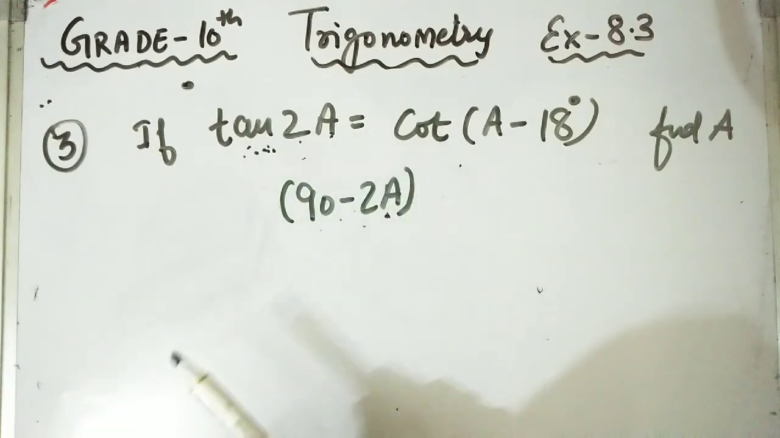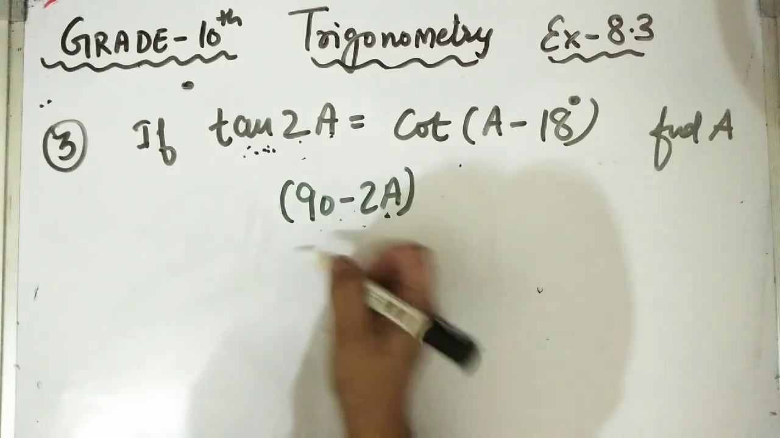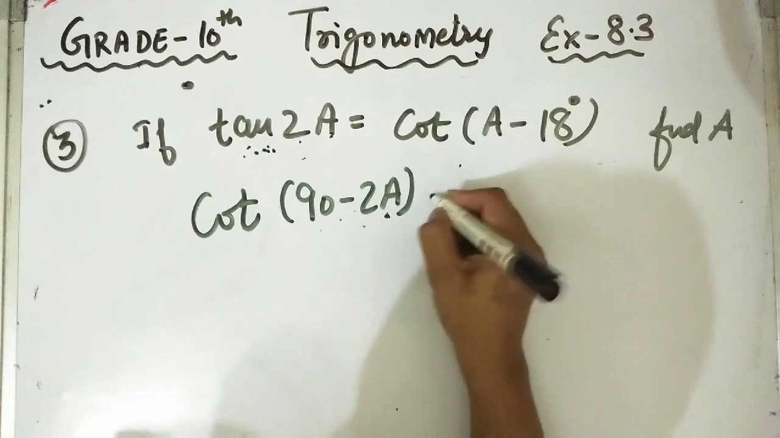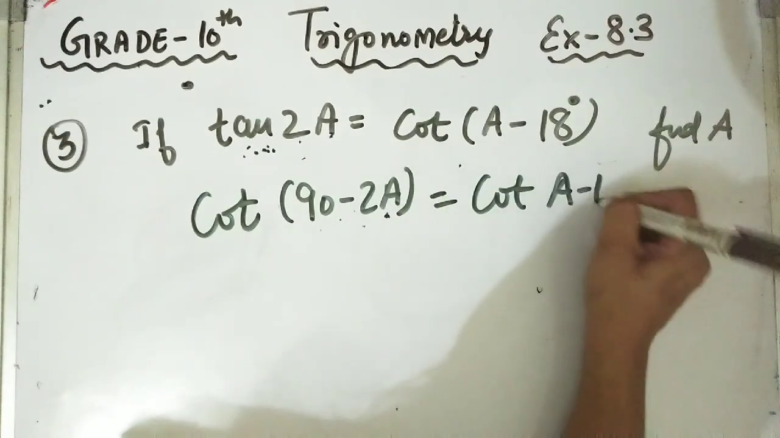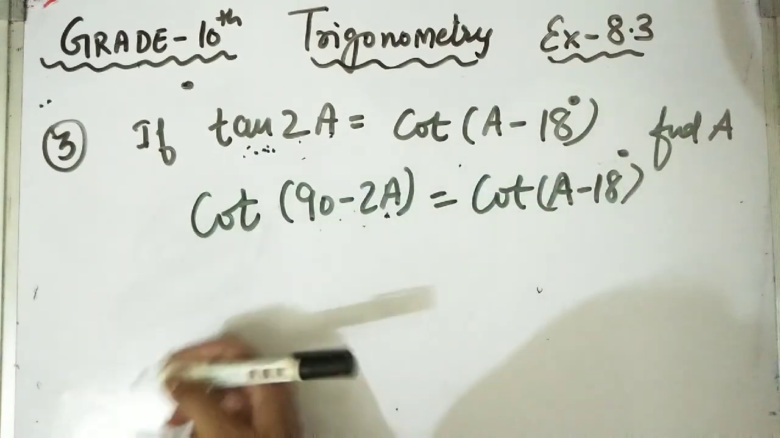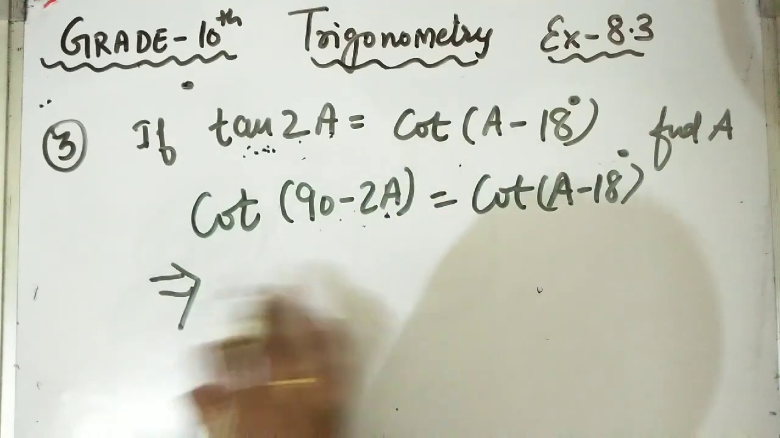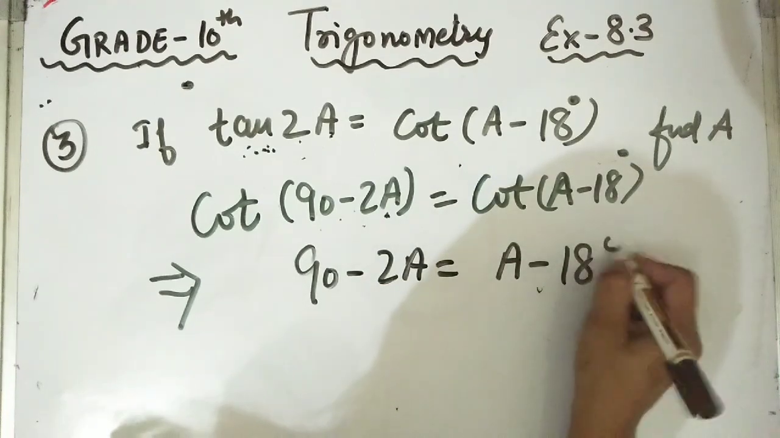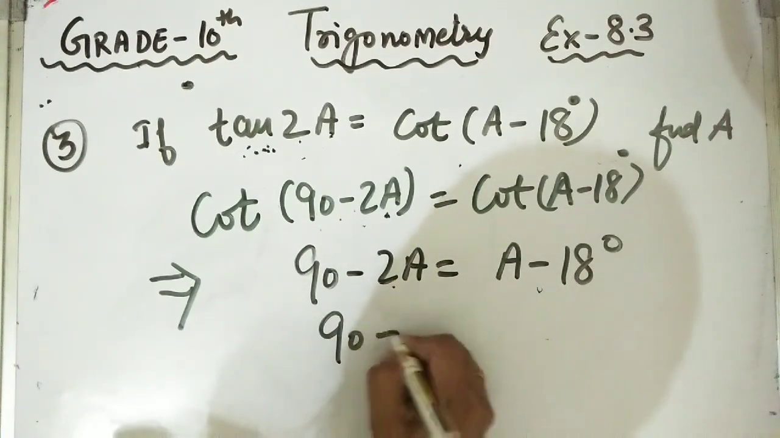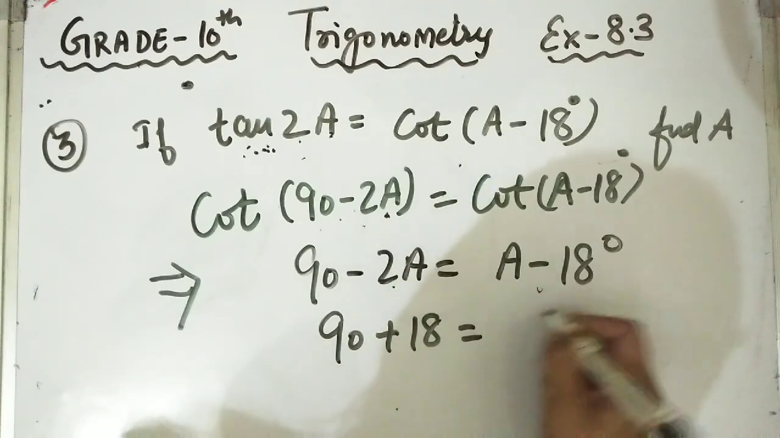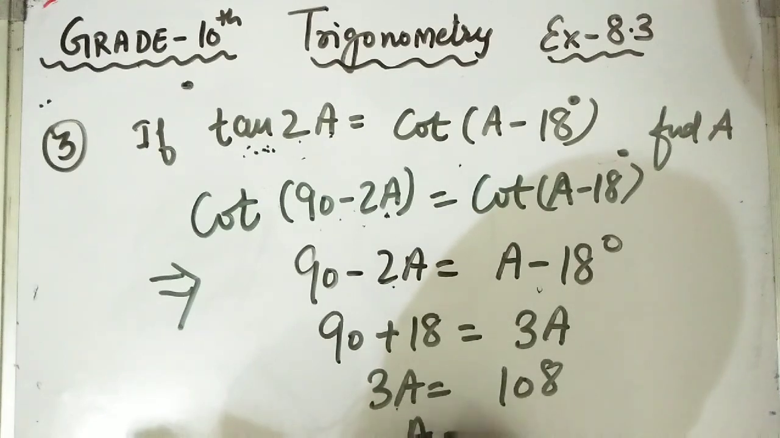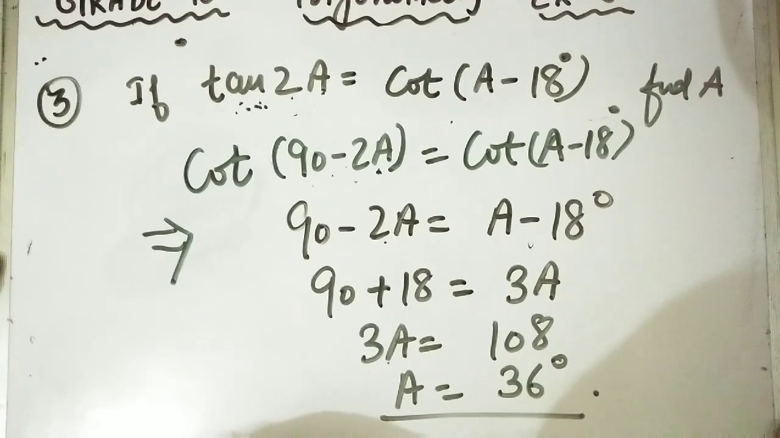This 2a, you have converted to 90 minus 2a. If you are writing 90 minus 2a, it should be cot. Cot 90 minus 2a is tan a. Now I am able to cancel this cot, but you should not cancel it, okay? This implies that 90 minus 2a equals a minus 18. Take 2a on this side, 18 on the left side. You will get 3a equals 108 and a equals 36 degree. Answer, a equals 36 degree.